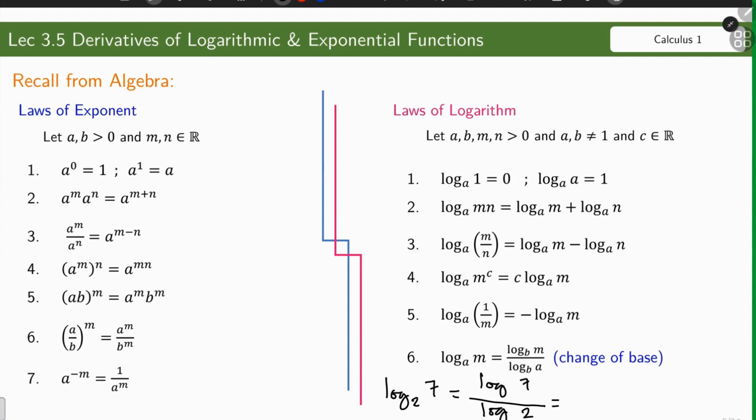And then after that, this is also equal to any base actually, provided that you follow this. This is equal to logarithm of 7 to the base 5 over logarithm of 2 to the base 5. This is also equal to, let's say, logarithm of 7 to the base e over logarithm of 2 to the base e, and so on. So there are infinite equivalent expressions for this.